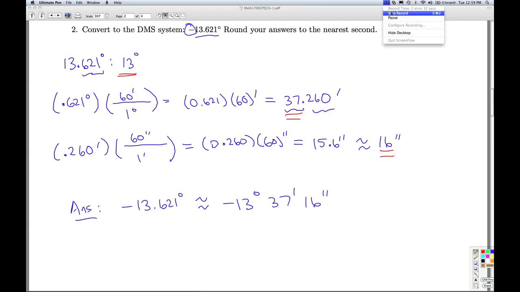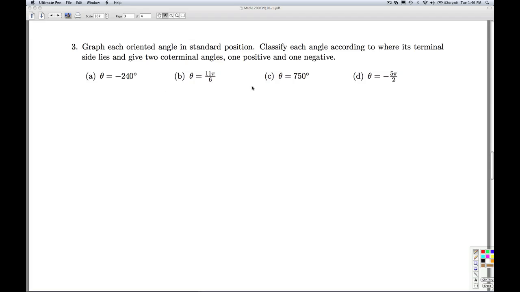All right, number 3, we're asked to graph each of these oriented angles, classify the angle according to where its terminal side lies, and give 2 coterminal angles, one positive, one negative. So in part A, we're asked to graph theta equals negative 240 degrees. So we start off with the XY axes. We're plotting this in standard position. That means that the vertex of the angle is at the origin, and the initial side lies along the positive x-axis.